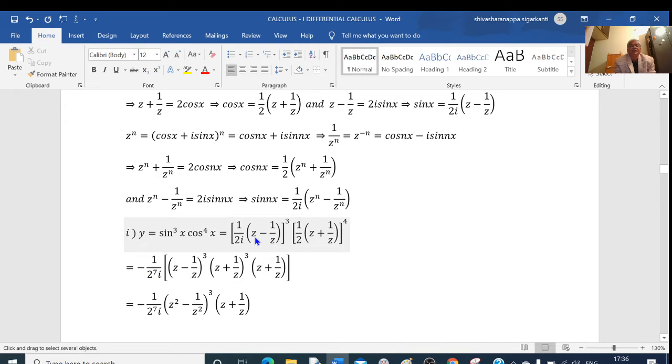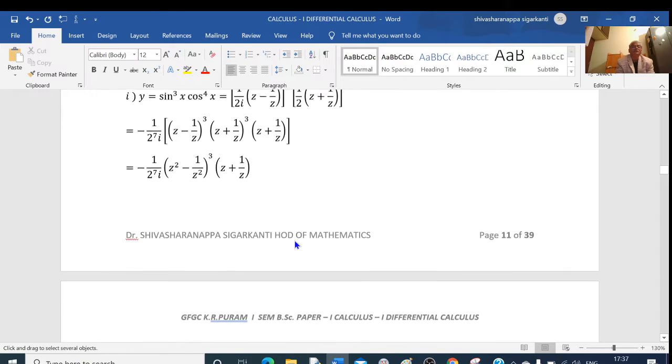And then (z minus 1 by z) to the power of 3 into (z plus 1 by z) to the power of 4. I will write this as (z minus 1 by z) to the power of 3 into (z plus 1 by z) to the power of 3 into (z plus 1 by z). Now here these two have the same powers. I will write a common power, that is (z minus 1 by z into z plus 1 by z) whole to the power of 3. And this is in the form of (a minus b) into (a plus b). This can be written as (a square minus b square) to the power of 3. What is a square? a square is z square, b square is 1 by z square, whole to the power of 3 into (z plus 1 by z).